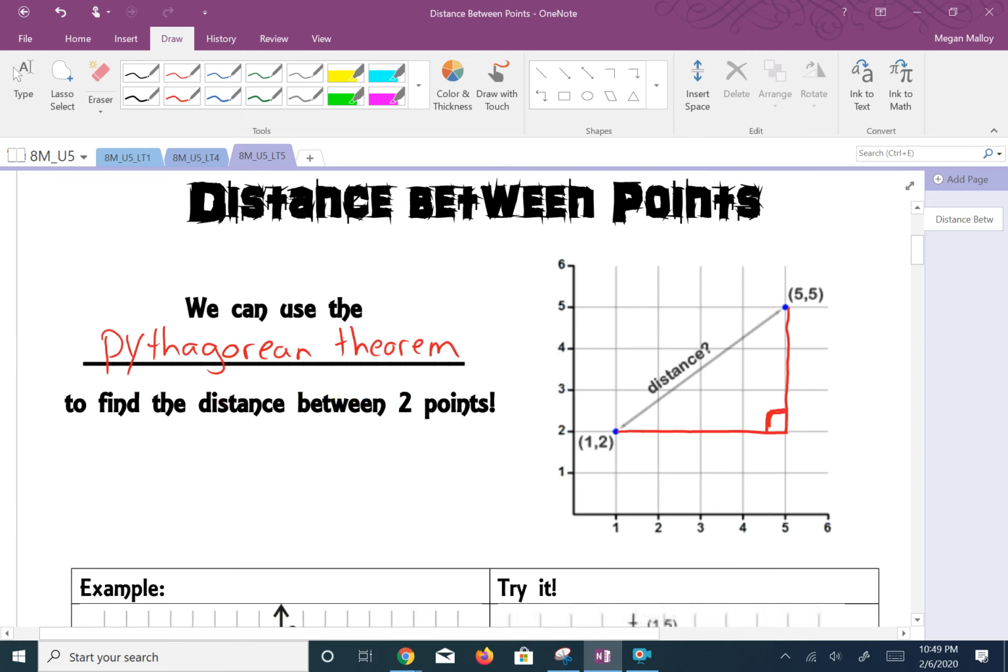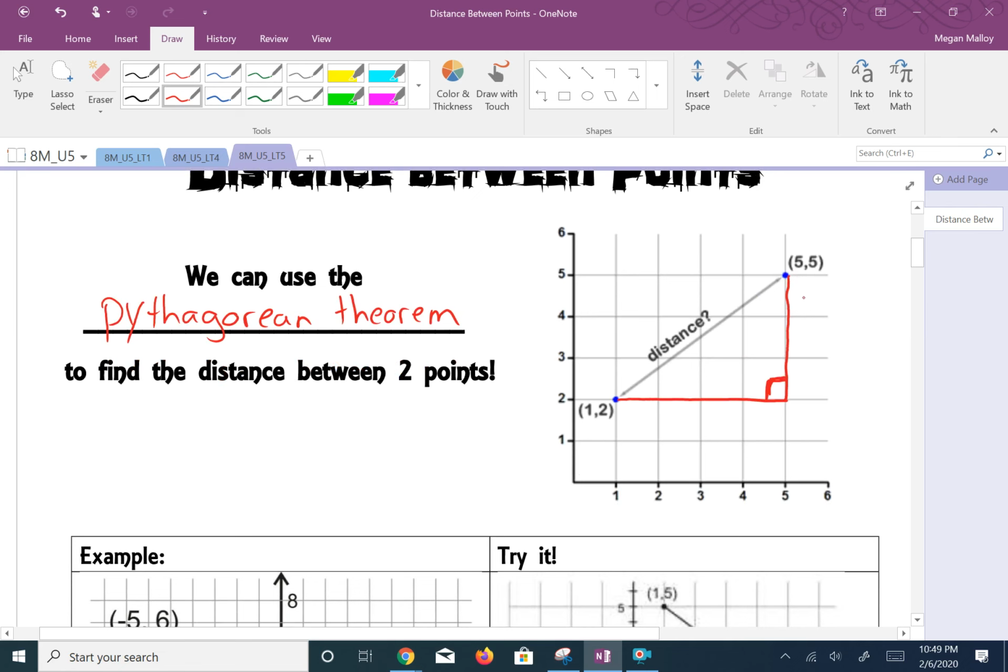So if we look at our diagram here, my one leg is 3 units tall. My other leg is 4 units across. So using my Pythagorean theorem, if I take the square of my 2 legs and add them together, that should equal the square of the hypotenuse. So 4 times 4 is 16, plus 3 times 3, which is 9, equals c squared. 16 plus 9 is 25, equals c squared.